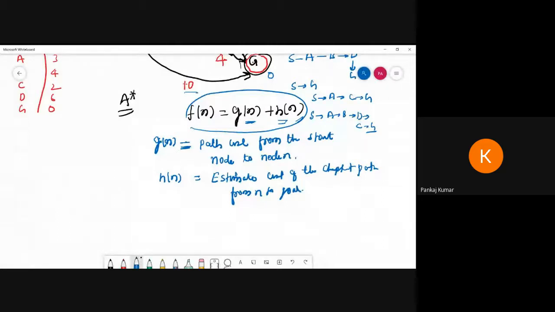Sorry about the writing because my pen is not working properly, so that's why I'm writing this way. And f of n is the estimated cost of the cheapest solution through n. That means n is the node we are talking about.